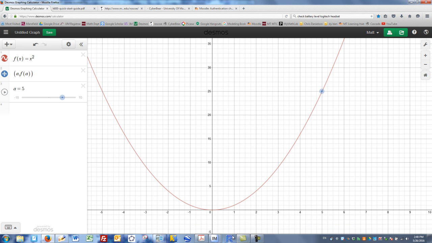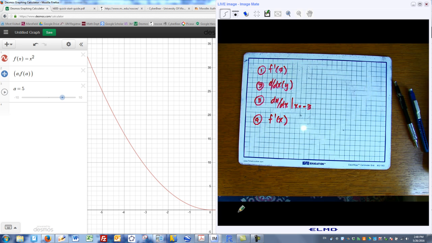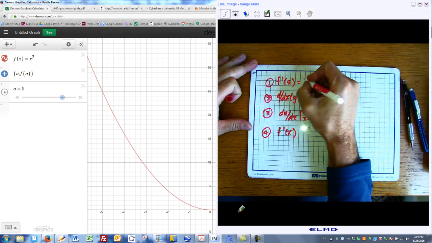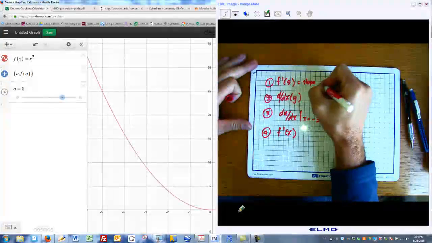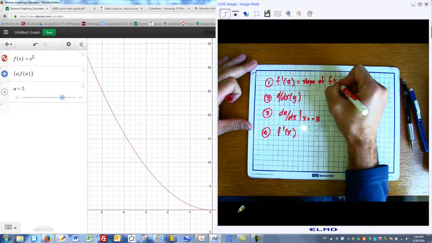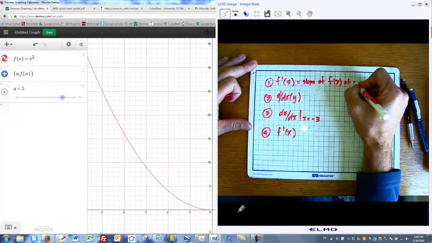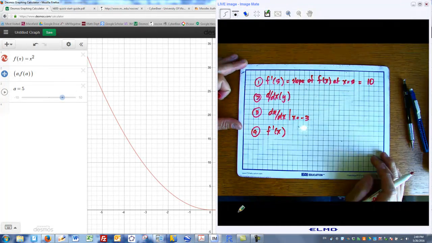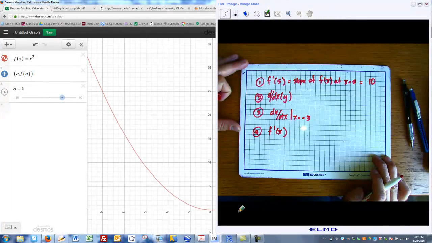So I guess the way I would write that down is I go to my page here, and I'd say f prime of x is equal to, and I'll write it in words, this slope of f of x at x equals 5, and that's equal to about a positive 10 is what we think.